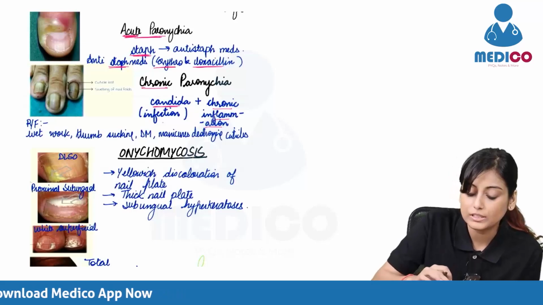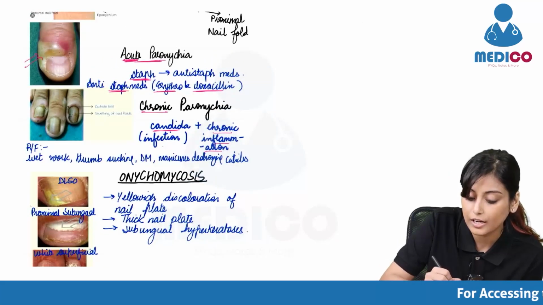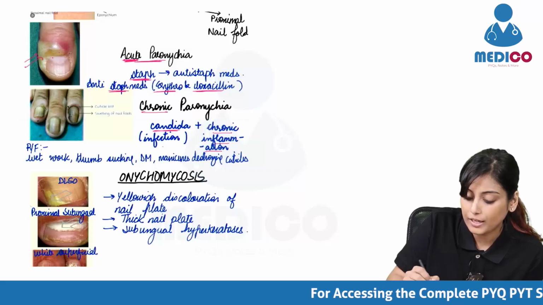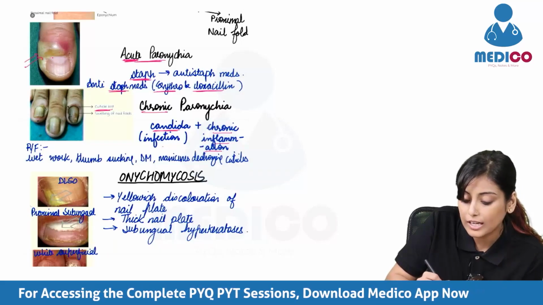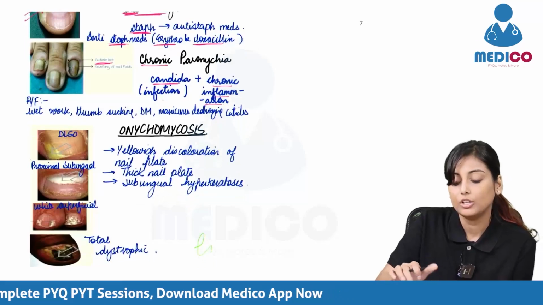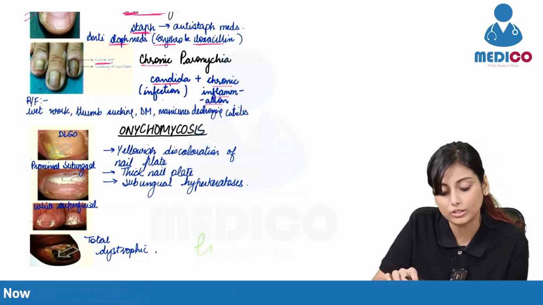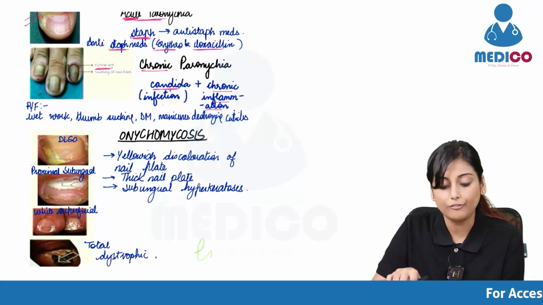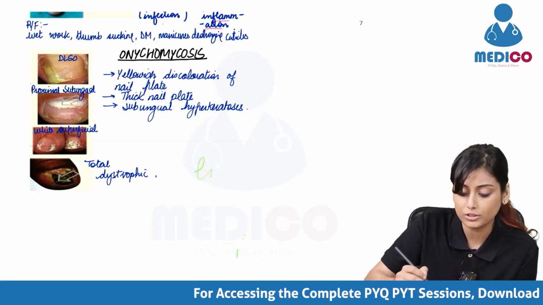Now it happens when people do a lot of wet work, thumb sucking, diabetes, manicures which destroy cuticles. So you can see that acute paronychia is easy. You just have pus filled in this area. But in chronic paronychia, there is a loss of the cuticle, there is a swelling of the nail folds. You can see that the nail plate also is destroyed. So chronic paronychia is not just infection, there is also an element of inflammation that goes on, and you have to treat accordingly.